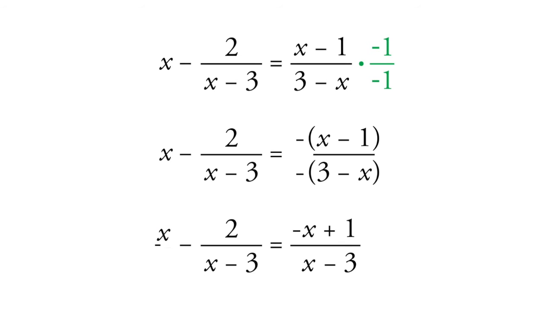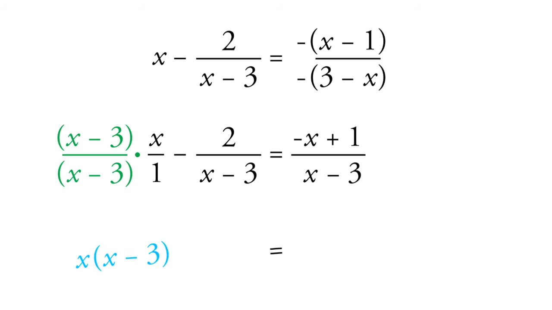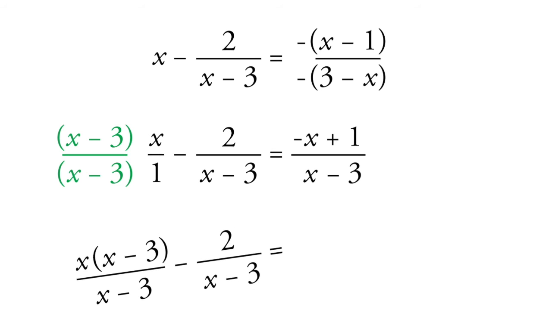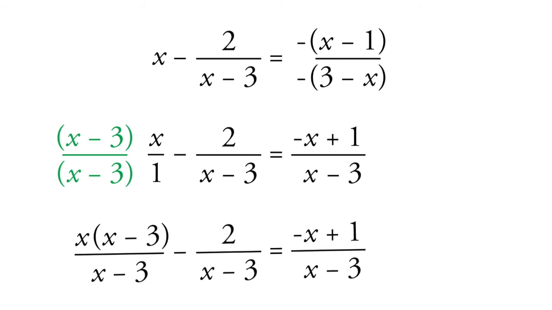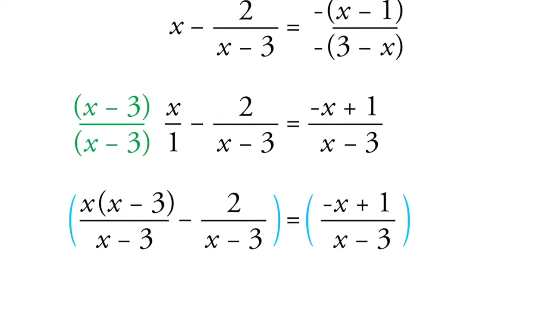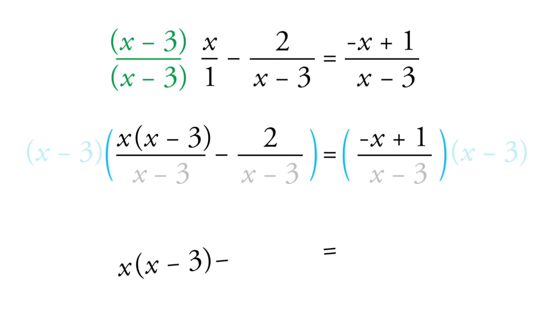So we're going to multiply the numerator and denominator of that term by x minus 3. And so we have x(x - 3)/(x - 3) - 2/(x - 3) = (-x + 1)/(x - 3). And that's where we want to be. So now we can multiply everything by x minus 3, and we can eliminate the denominators altogether. Then we have just the numerators left. We have x(x - 3) - 2 = -x + 1.